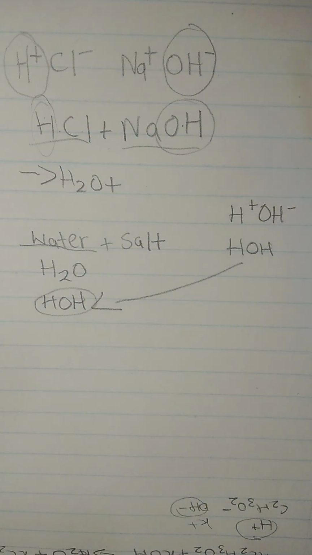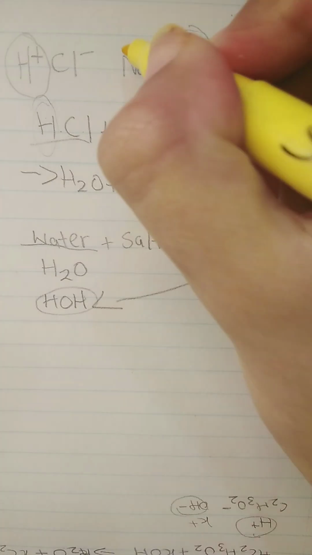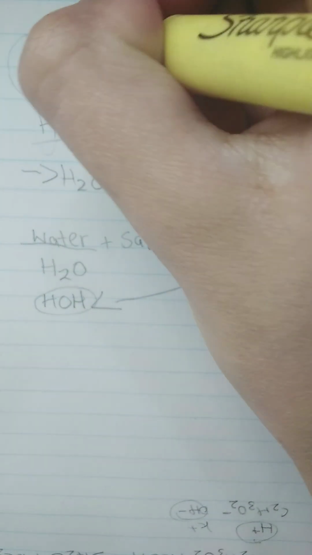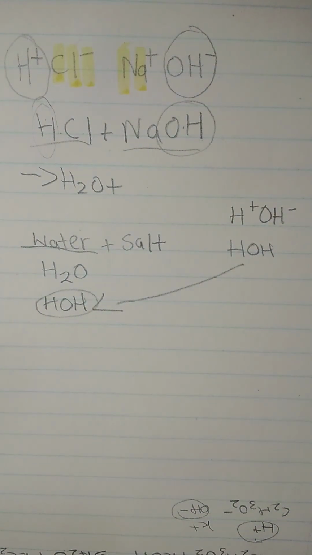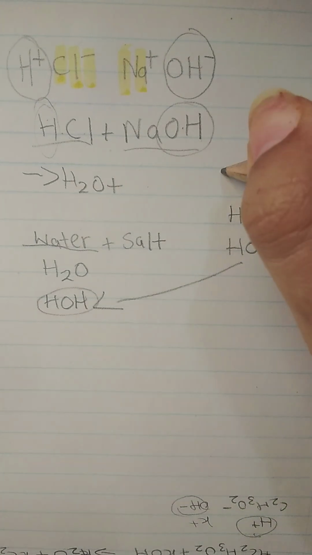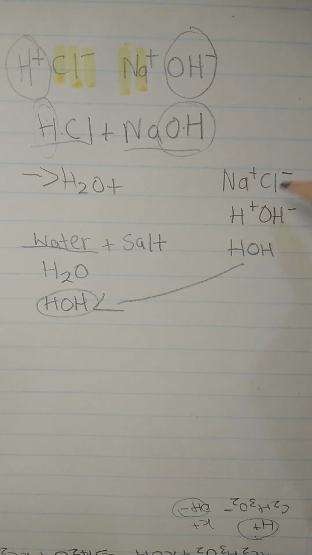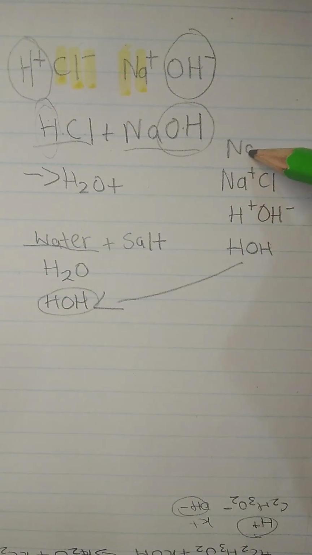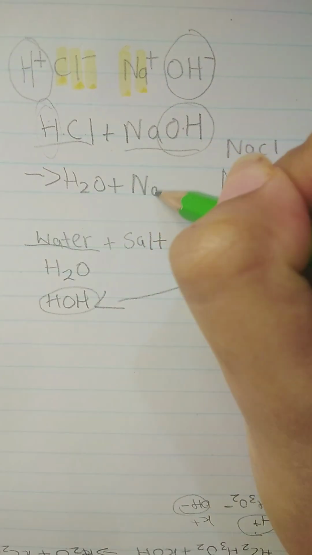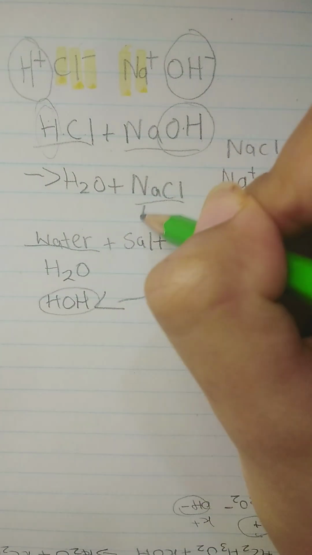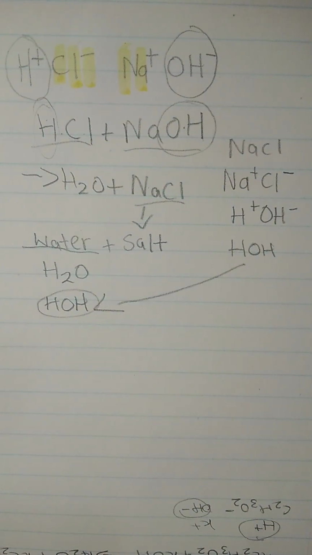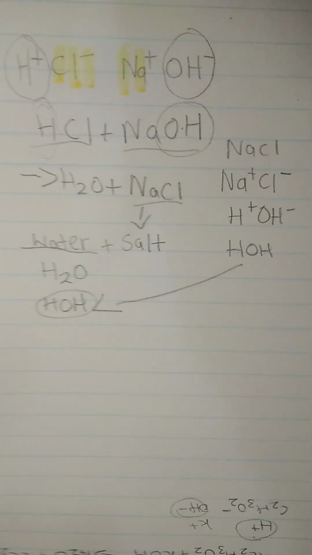Now, as we can see, we have the Na and the Cl remaining. We do the same thing with them, Na plus, Cl minus, and we crisscross our charges to get NaCl. Our salt. Really easy, right? Let's try a different one.